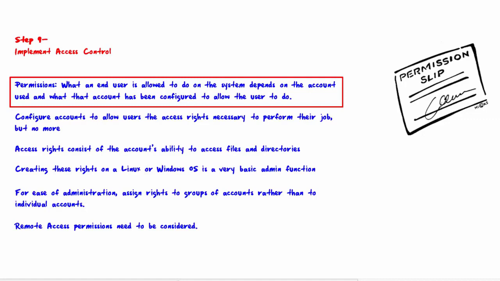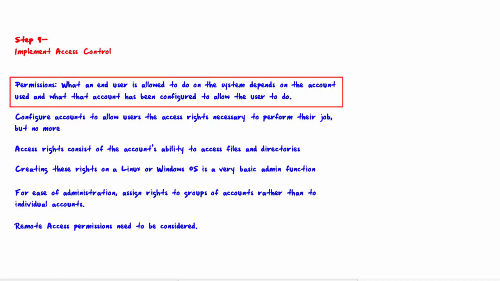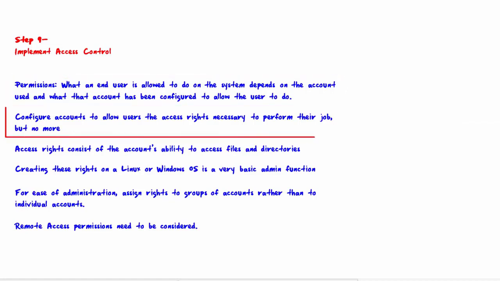Most operating systems allow very granular control as to what a particular account is allowed to do. Configure accounts to allow users the access rights necessary to perform their job, but no more. This, if you recall, is the principle of least privilege.